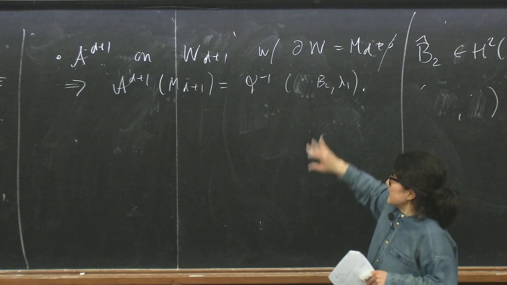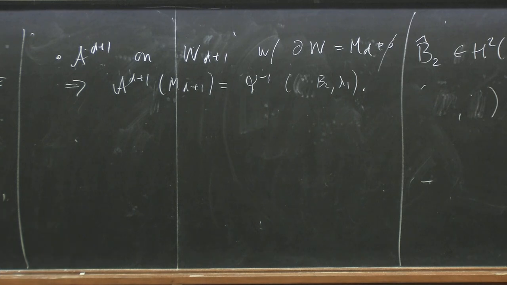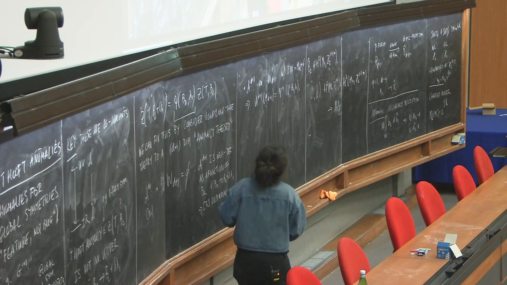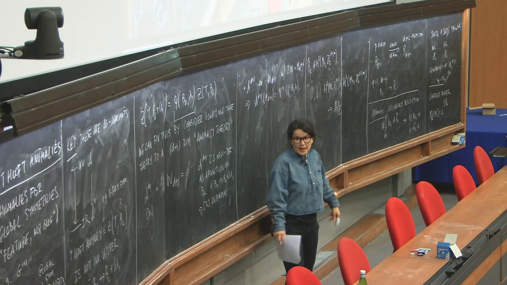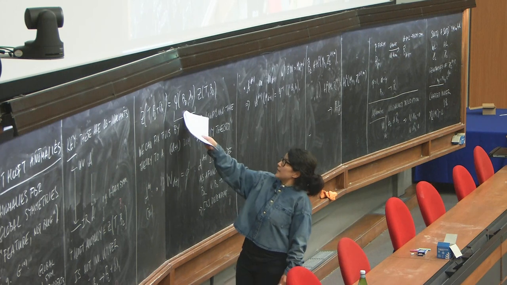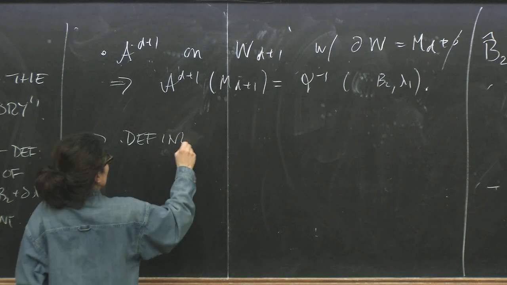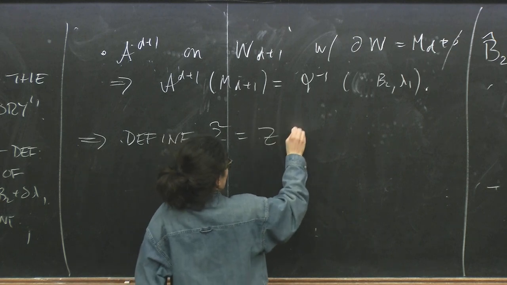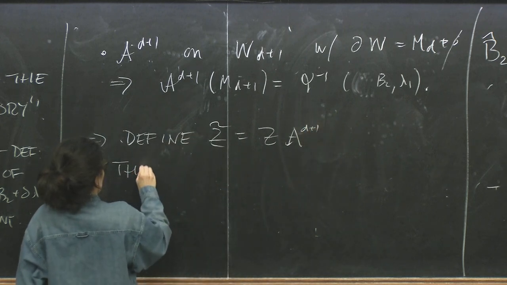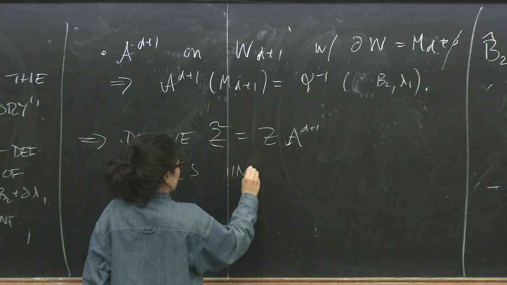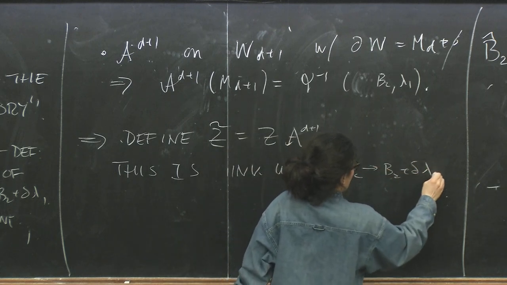Okay? So I'm just engineering a theory that's in d plus 1 dimensions. It depends on the background field B2, of course. But as I put it on a manifold with boundary, it restricts to exactly the inverse of this phase that we had in our initial theory. And that's good, because now we can define z tilde as z times A, and this is now, of course, A_{d+1}, and this is invariant under B2 going to B2 plus delta lambda 1.